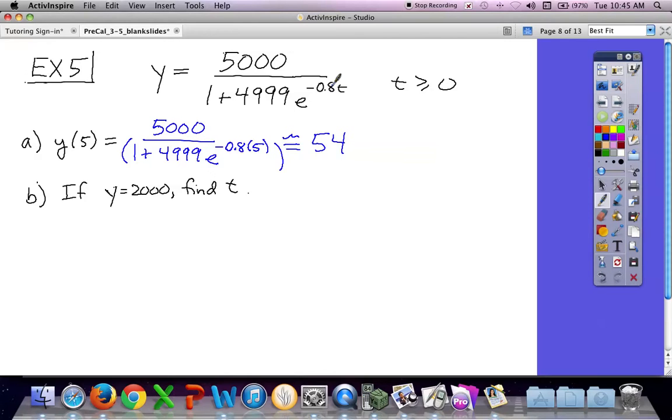What number will it approach? What's the maximum number? There are only 5,000 students on campus, according to the problem. As t gets bigger and bigger, since this is exponential decay, this whole term will approach 0. If this goes to 0, then the value is 5,000. So it's going to max out at 5,000. It approaches y equals 5,000 like an asymptote, like we saw in the logistic growth model. It grows fast, but then it levels off at the end.